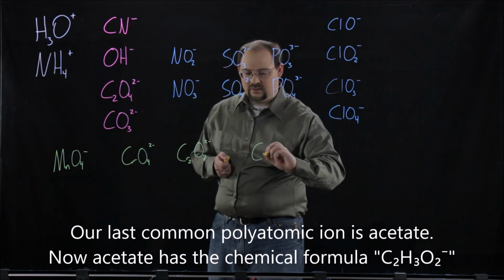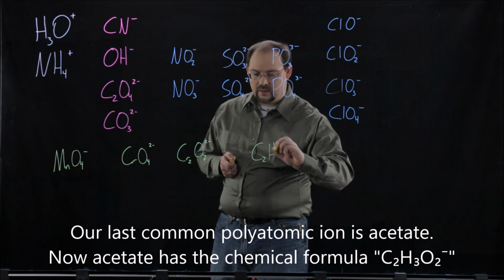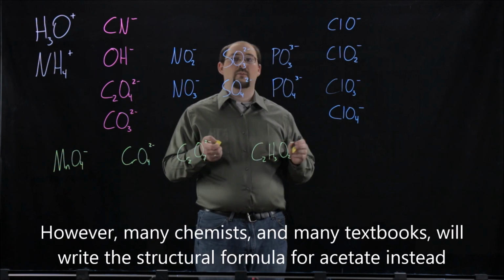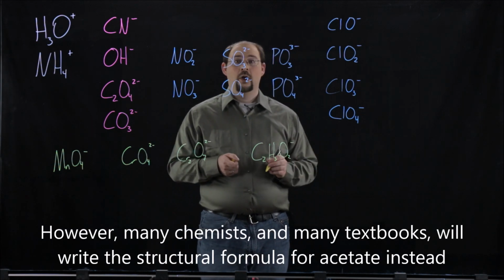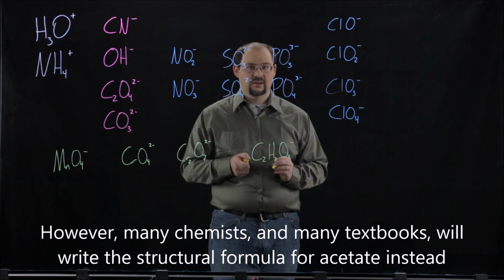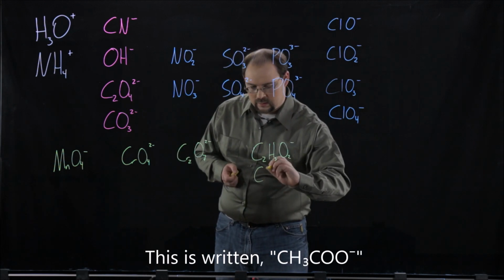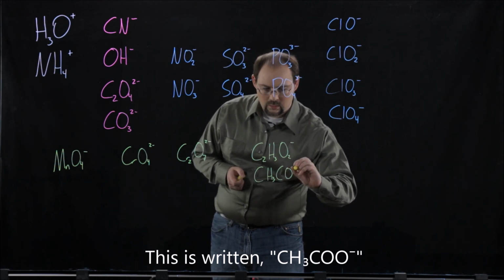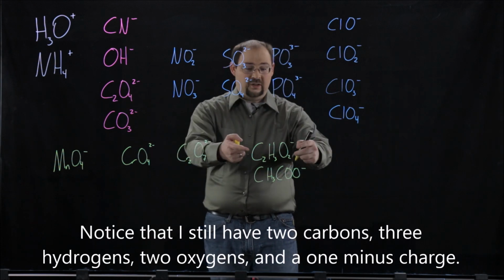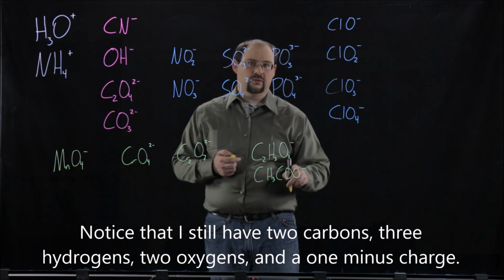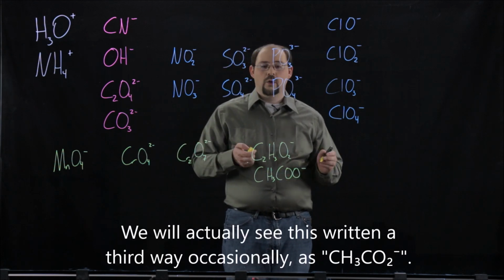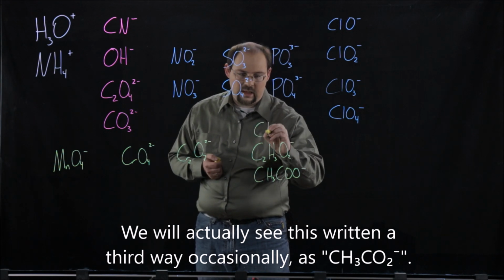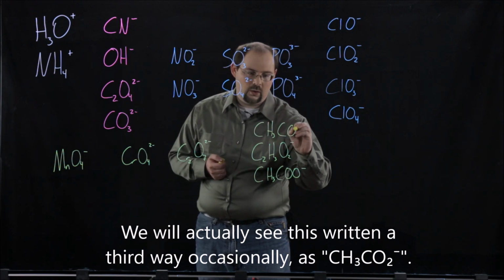Now acetate has the chemical formula C2H3O2-. However, many chemists and many textbooks will write the structural formula for acetate instead. This is written CH3COO-. Notice I still have 2 carbons, 3 hydrogens, and 2 oxygens, and a 1- charge. You will actually see this written a third way occasionally as CH3CO2-.